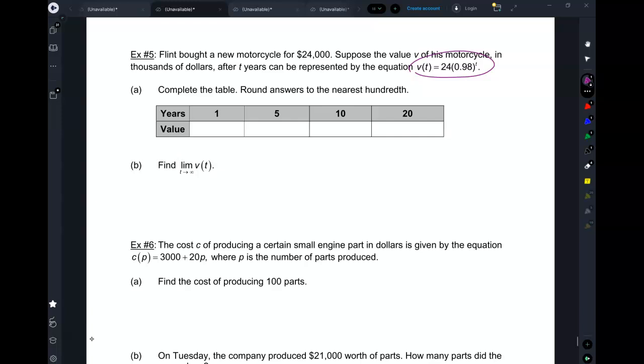So complete the table, round answers to the nearest tenth. You all know how to do this, yeah? Plug it into the function, t equals 1, t equals 5, and so on. So the values you get are these.